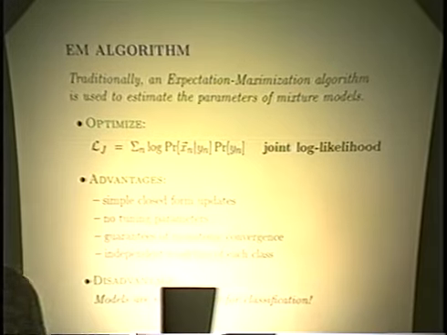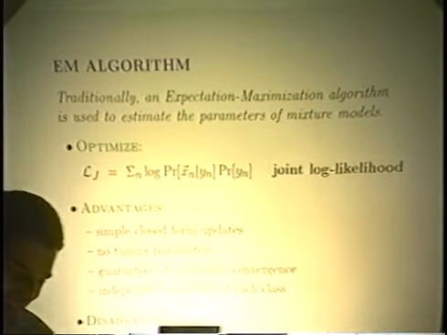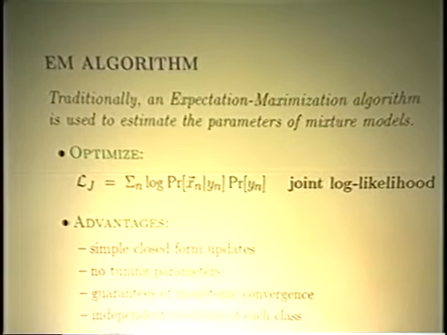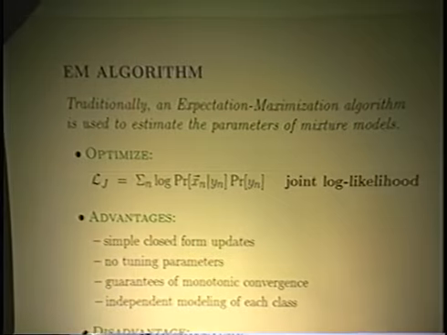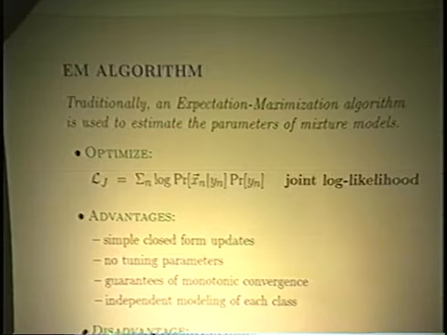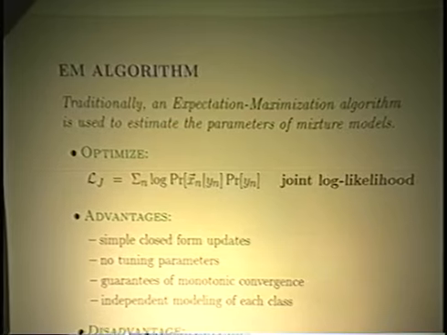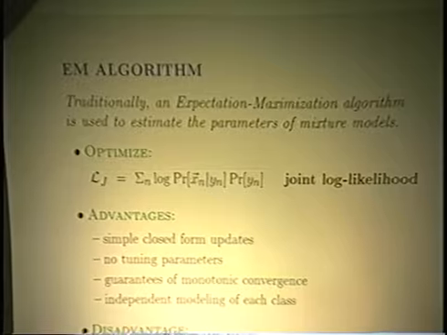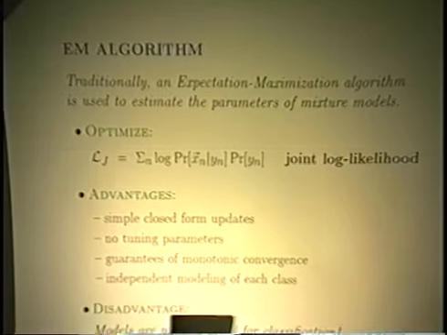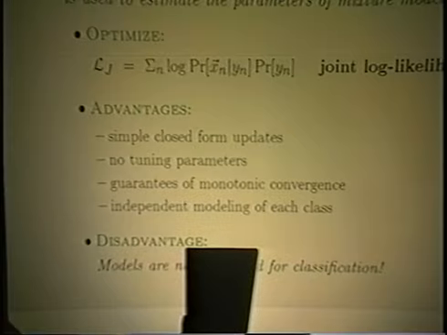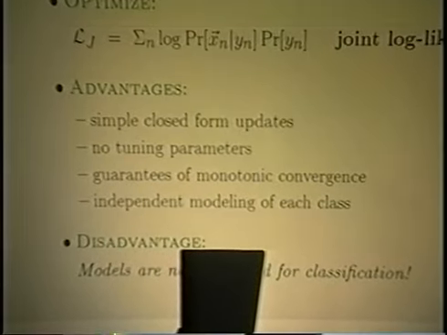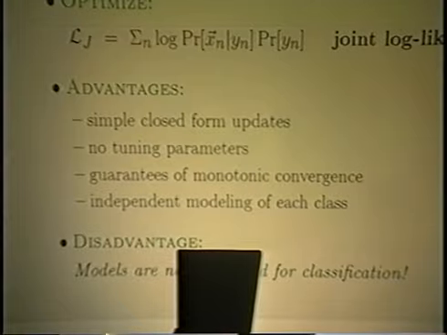So the traditional algorithm for training these types of models is the expectation maximization algorithm, and it's optimizing the joint log likelihood of the data. And this algorithm is widely used because it has a lot of nice features. For the case of Gaussian basis functions, it has very simple closed form updates. There are no tuning parameters such as learning rates. It has guarantees of monotonic convergence. That is, every time you iterate these update rules, they're guaranteed to increase this objective function.